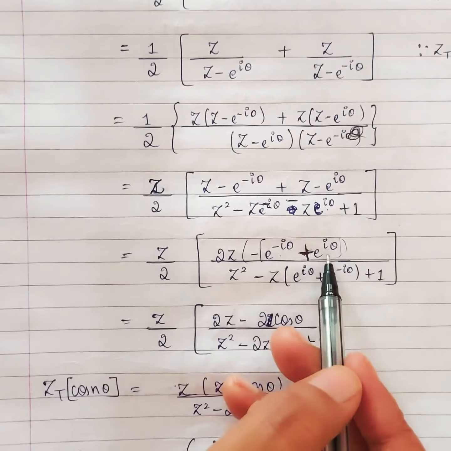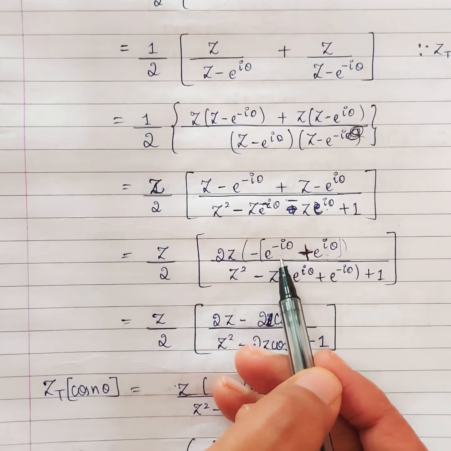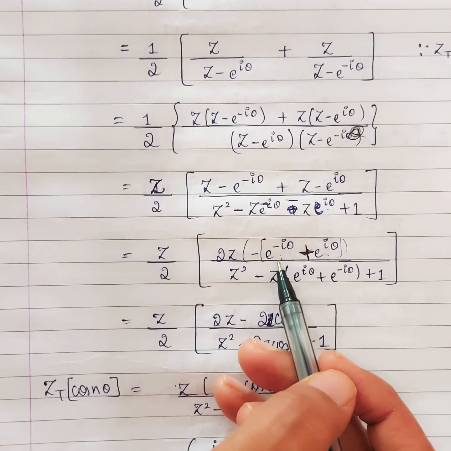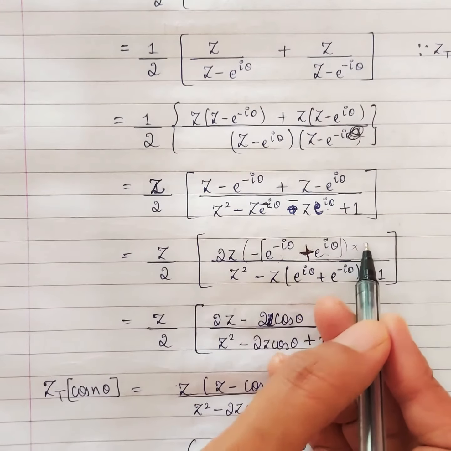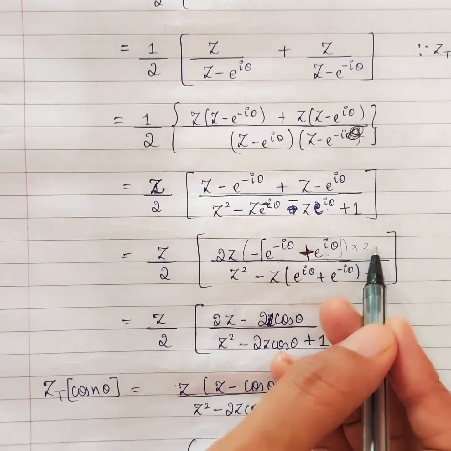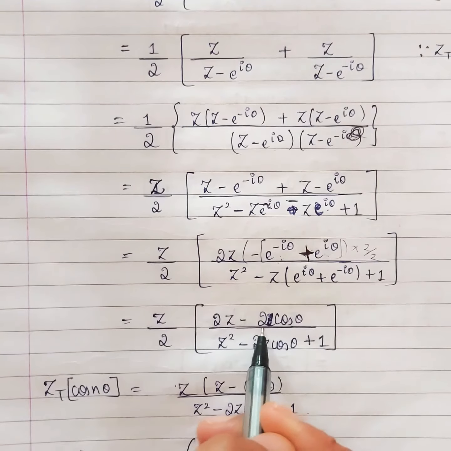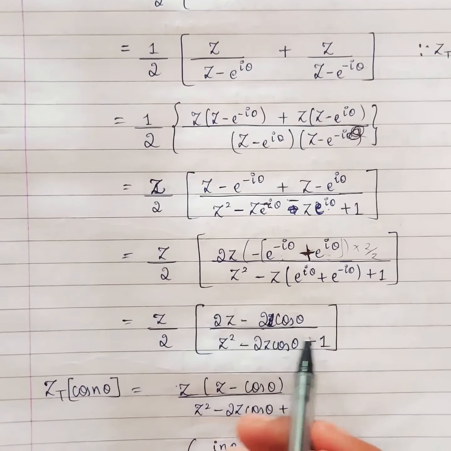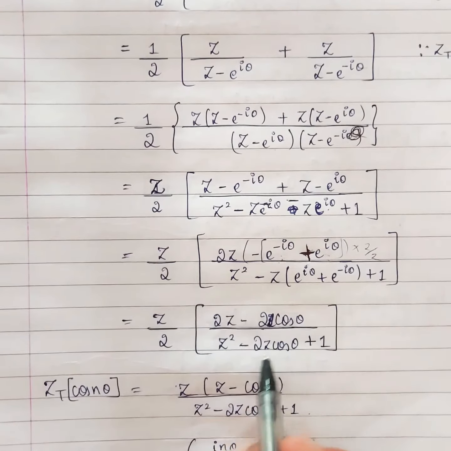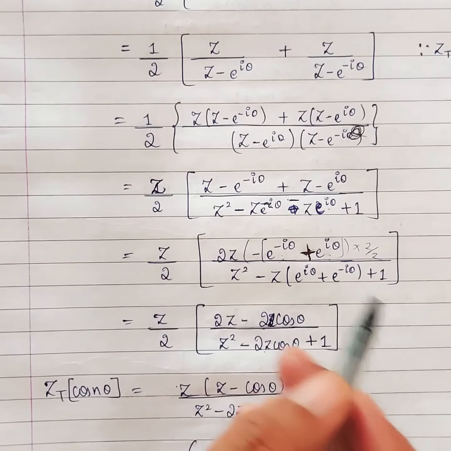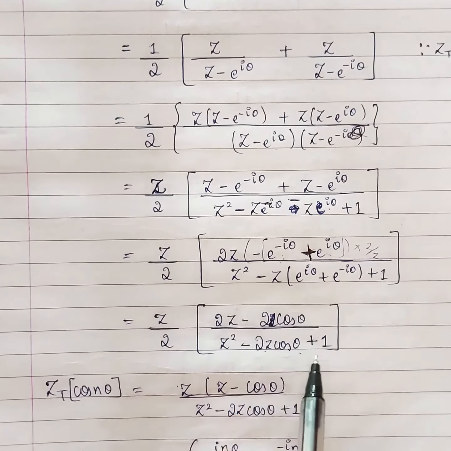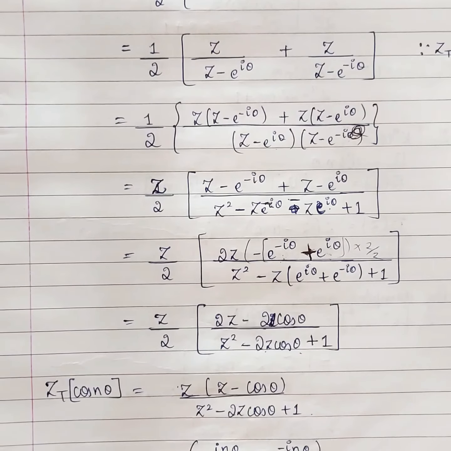So e power i theta plus e power minus i theta by 2 is nothing but cos theta, right? The cos theta formula is e power i theta plus e power minus i theta by 2. Since 2 is missing, we are multiplying by 2 in the numerator as well as the denominator. So the 1 by 2 will become cos theta, and the numerator 2 is still there. So 2z minus 2 cos theta divided by z square minus, again the same formula, 2z cos theta plus 1. So we have just replaced e power i theta plus e power minus i theta by 2 cos theta.